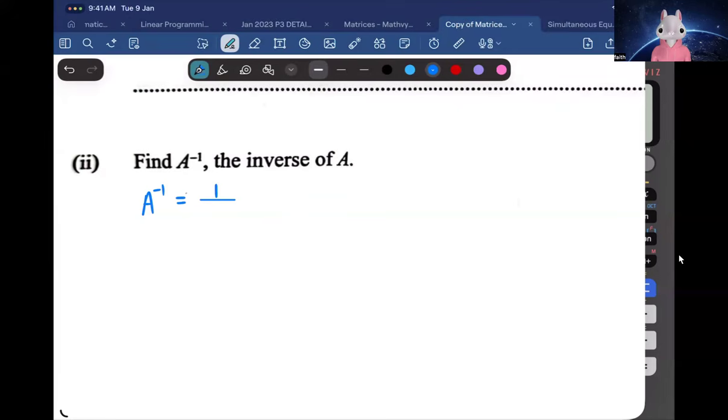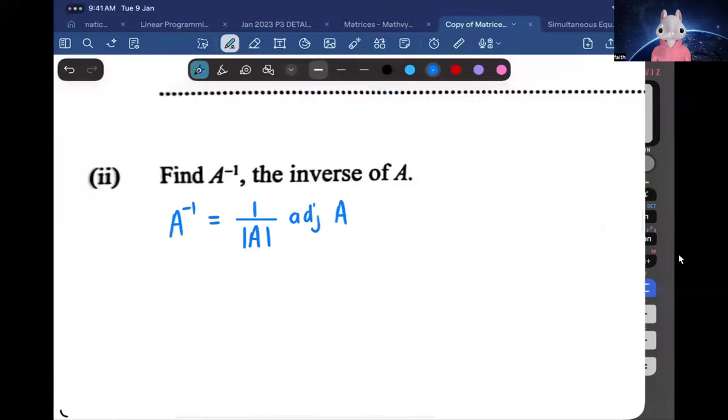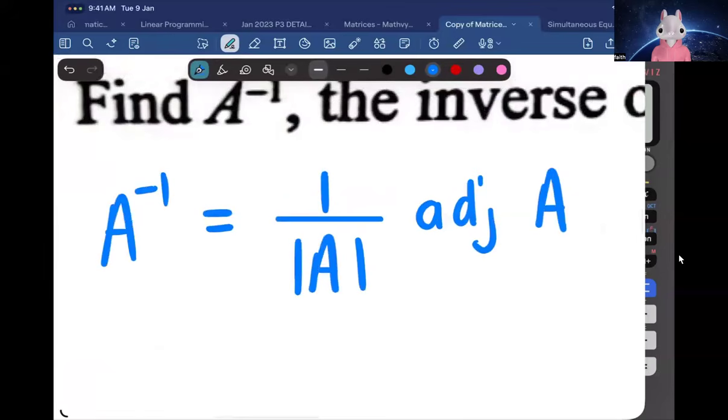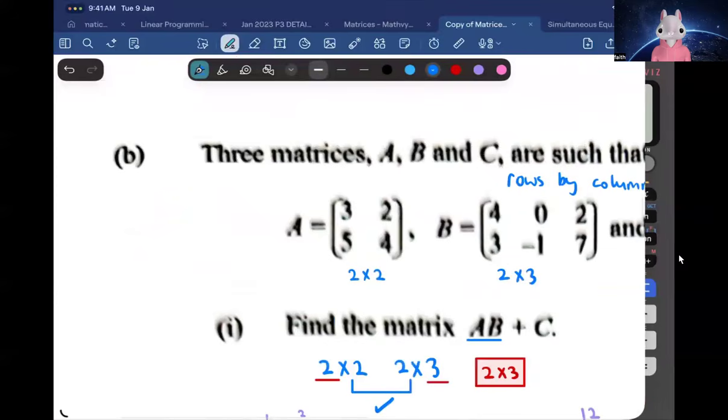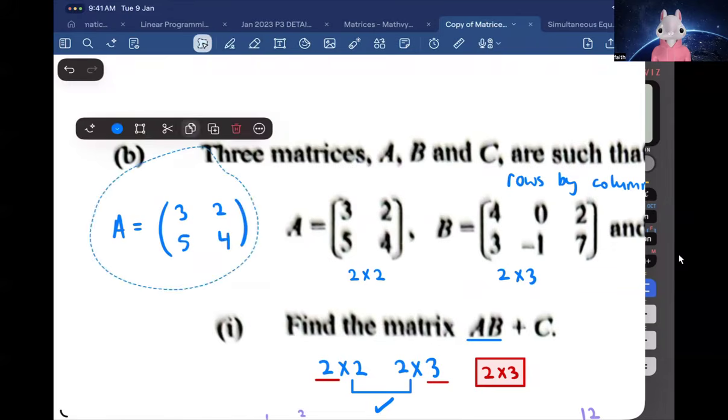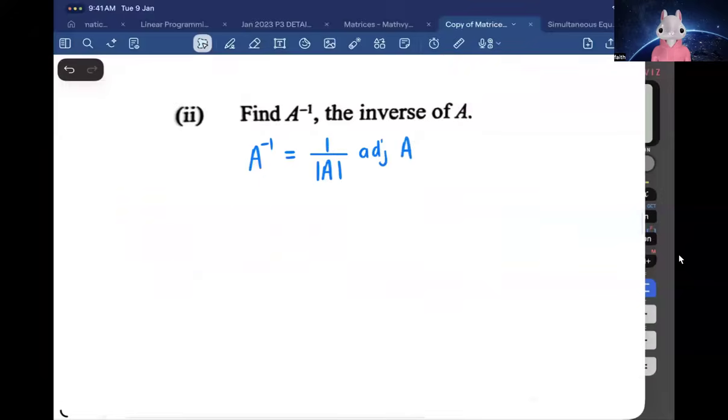So the inverse is 1 over the determinant of the matrix multiplied by the adjoint of the matrix. Please remember this, guys. Please commit this to memory. Inverse is 1 over the determinant by the adjoint. And to find the inverse, you need the determinant and you need the adjoint. So let me just write down what A is. Matrix A is 3, 2, 5, 4. Right? 3, 2, 5, 4.